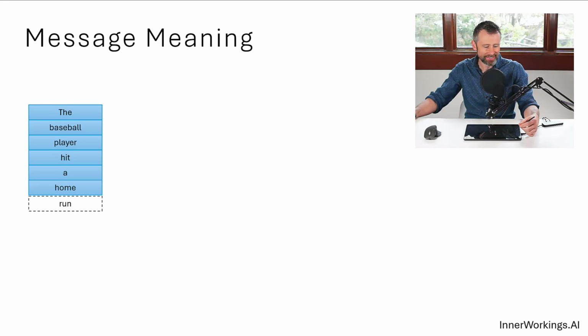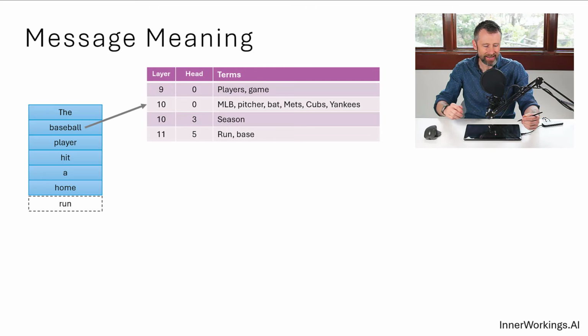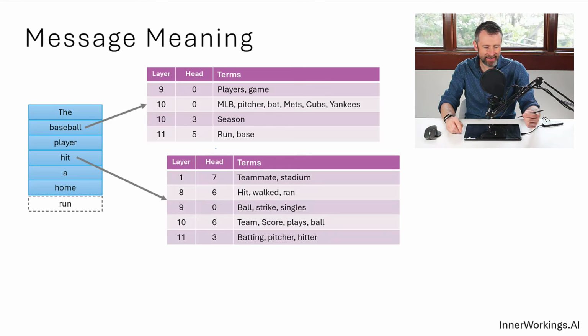So here's an example sentence. The baseball player hit a home run, where "run" is the word we're predicting. And we can look at the word baseball and see that these different heads are extracting baseball related terms. We can look at hit and see that we've got some, not just synonyms of baseball, but things that are a little more contextual. Like once you hit the ball, you get to walk or run, and you might hit a strike or a ball. And hitting maybe implies scoring. Maybe you hit the pitcher.